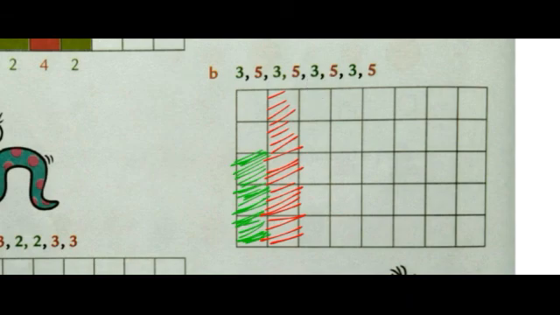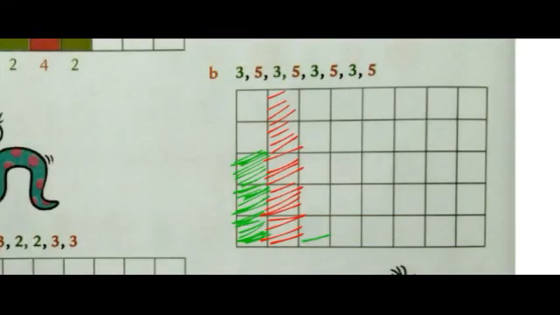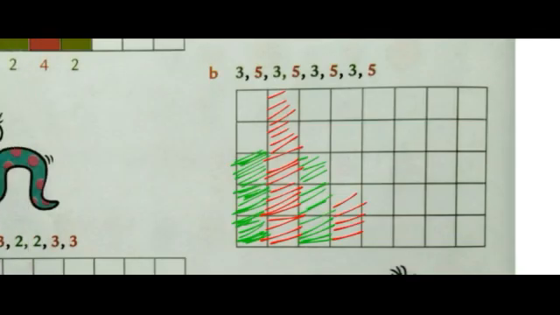Okay. Now again see the next number. Again it is 3 with a green color. So we have to color 3 boxes. 1, 2, 3. Okay. Now again see the next number. It is 5 with the red color. So again use a red color and complete the pattern.